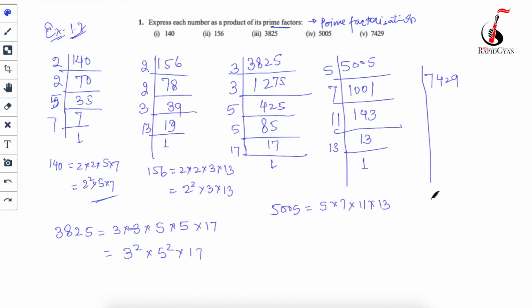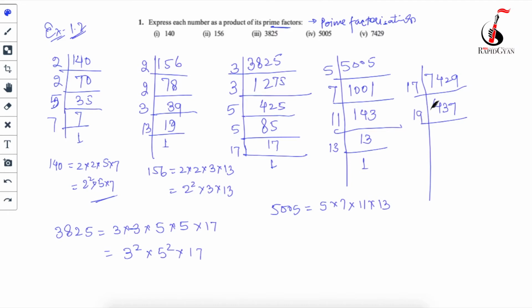So this number will be very big now. 9 plus 2 is 11, 11 plus 4 is 15, 15 plus 7 is 22, not divisible by 2. Actually, first it will go by 17, not before that. So from the 17 I will get 437, and after this it will go by 19.